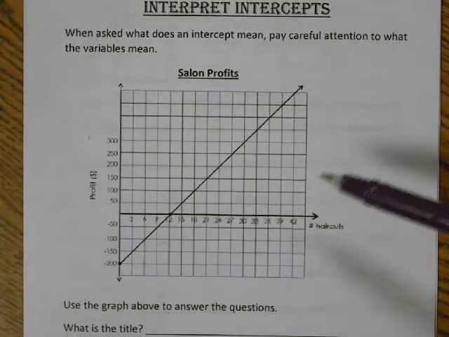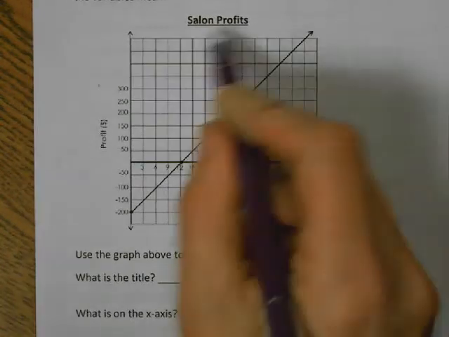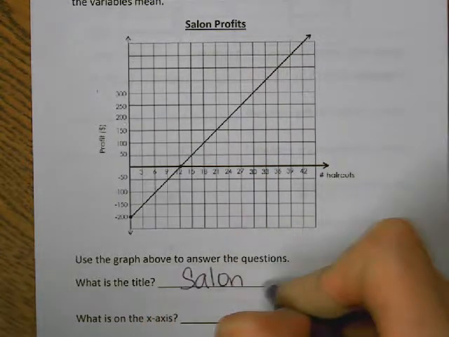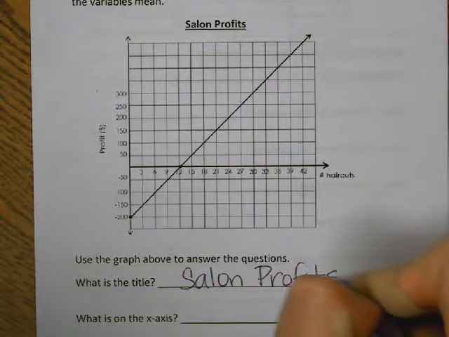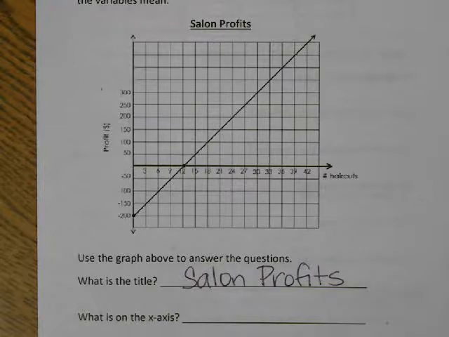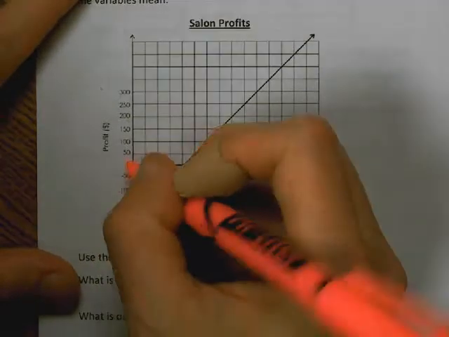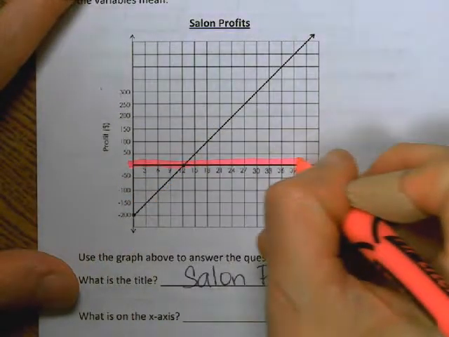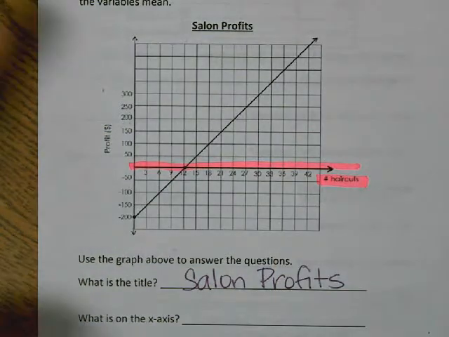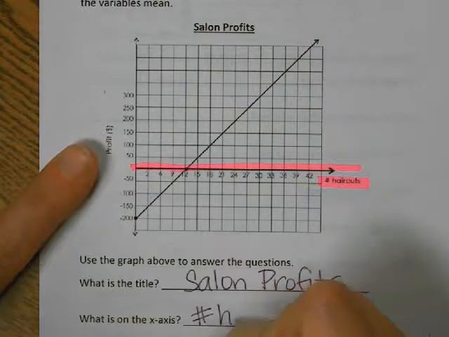So the first question is, what is the title of this graph? Well, the title is listed up here at the top of the graph, and that title is called Salon Profits. Then it says, what is on the x-axis? Remember, the x-axis runs left and right, and we can usually find the axis if we look for the numbers, because they usually number the axis. So here is the x-axis right here. And so what is on the x-axis? They labeled it as the number of haircuts. So the x-axis is the number of haircuts.